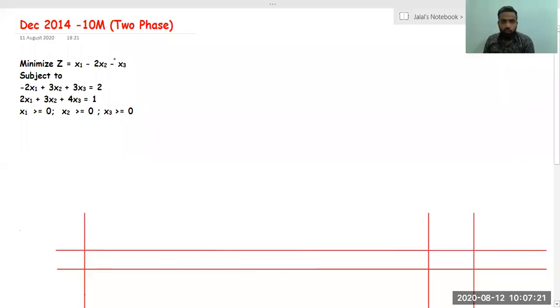The first question that we are going to take today is a special type of LPP question, a special case. We'll just solve the question and you will understand what the special case is like. Just look at this question. This is the first type where we are using minimization.